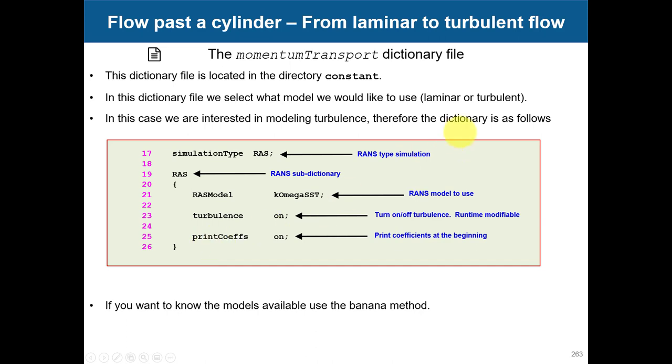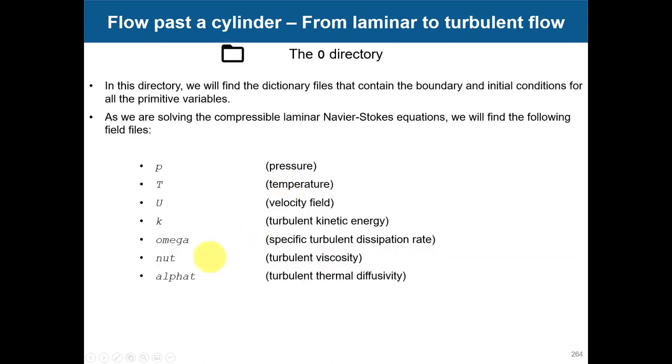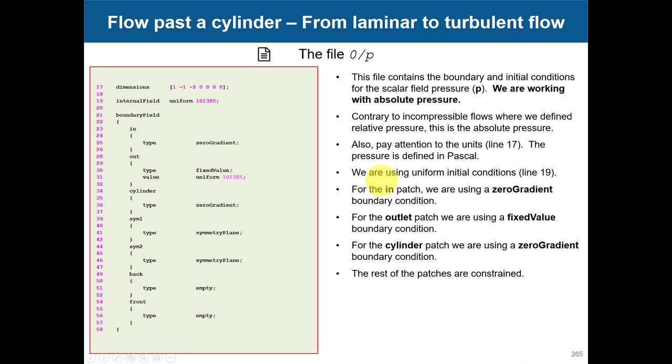We already talked about this one. In the zero directory, these are the files that we now have. Besides p, U and the turbulent quantities, we have T, which corresponds to temperature, and a new turbulent quantity, alphat, which is the turbulent thermal diffusivity. That's all. These are the boundary conditions, which are standard, so I'm not going into details. And for the turbulence models it is exactly the same.